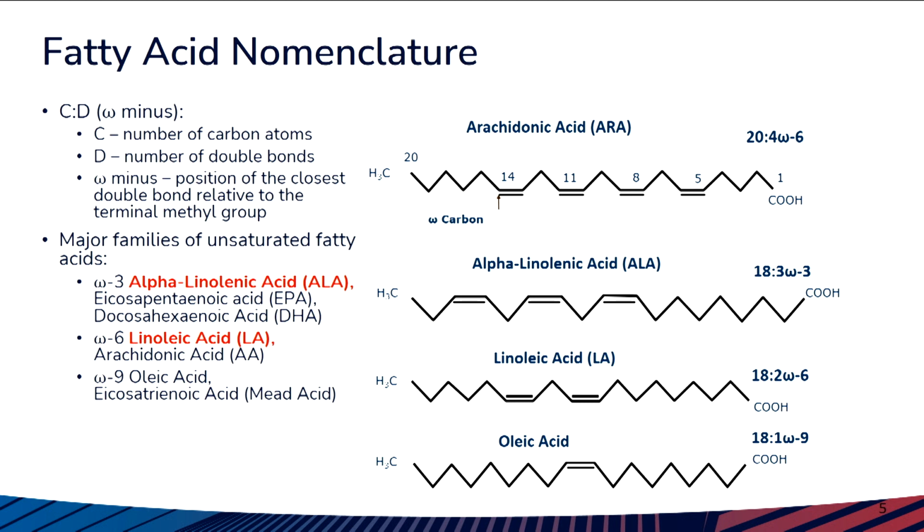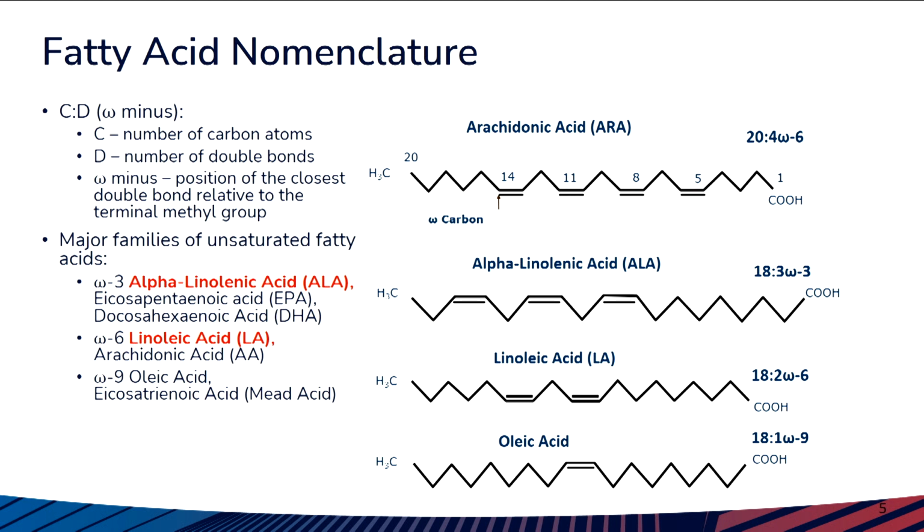If everybody remembers chemistry, I'm sure you all love this slide. I'm not going to go over the whole thing, but it gives a background of where we get the nomenclature for our fatty acids. You can see some examples of ARA, ALA, LA, and what they look like. The C is the number of carbons, the D is the number of double bonds, and the omega is the position of the closest double bond relative to the terminal methyl group.